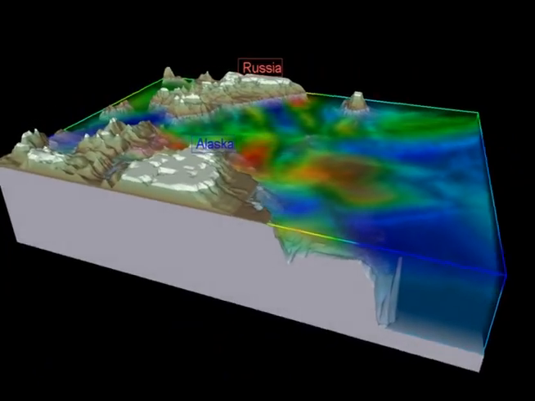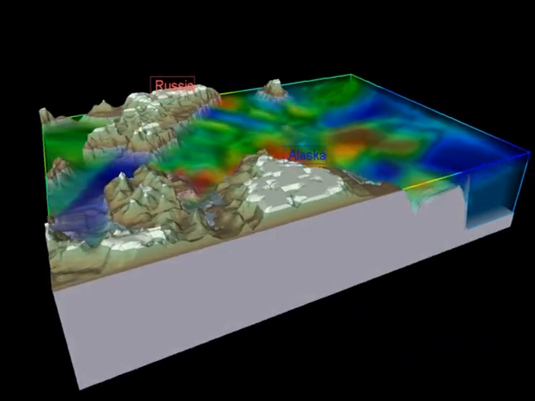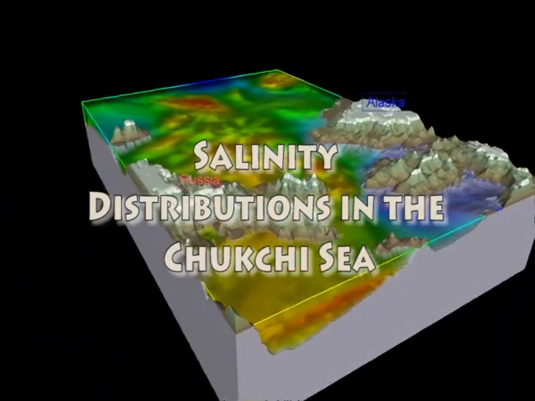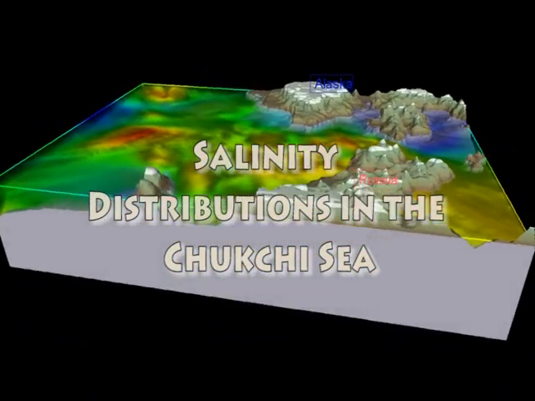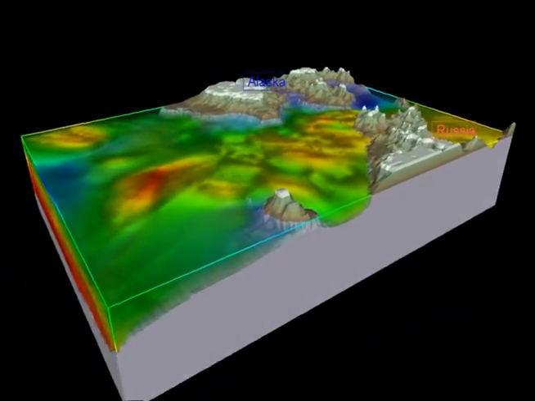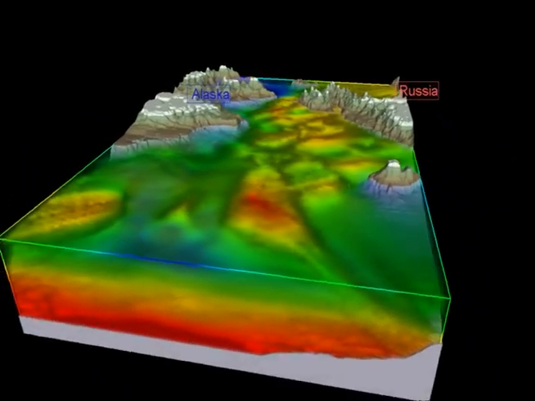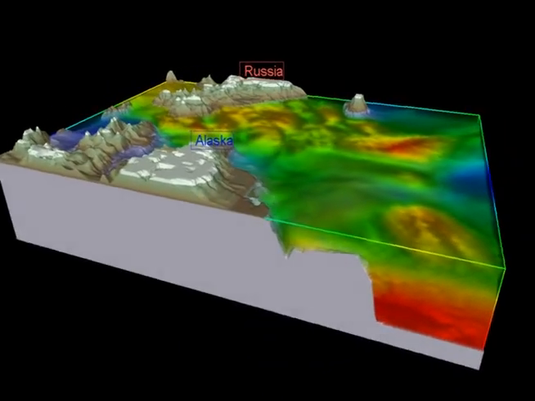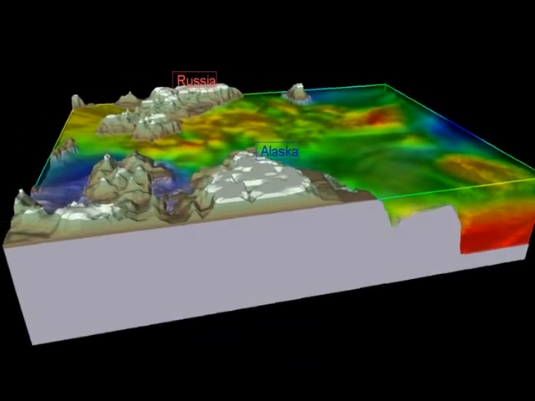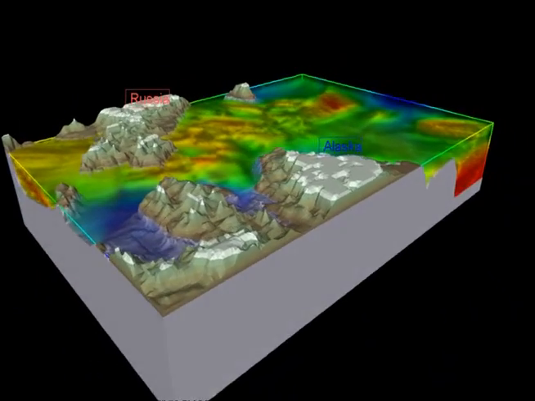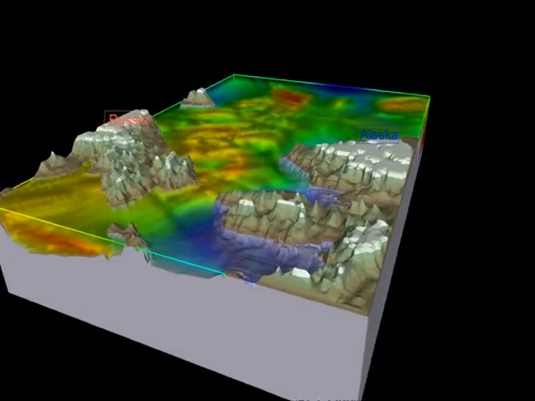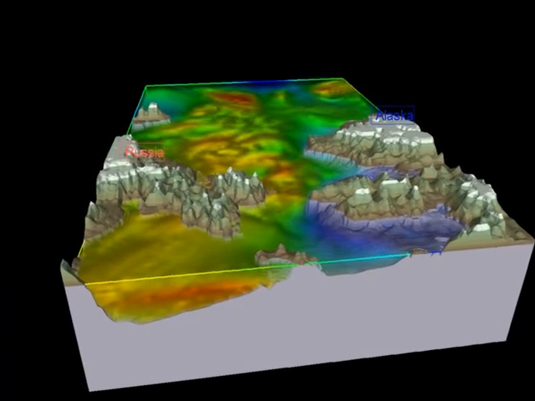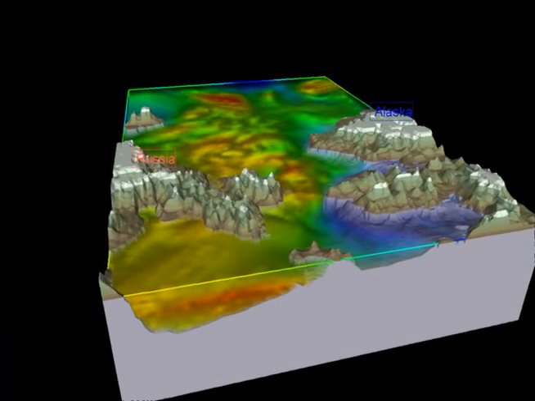CTD casts to measure conductivity, temperature, and depth were used to determine temperature and salinity distributions in the various water masses. This data is used to determine ocean properties that may explain fish and mammal behavior. The data was provided courtesy of Nazila Marathi at NOAA.